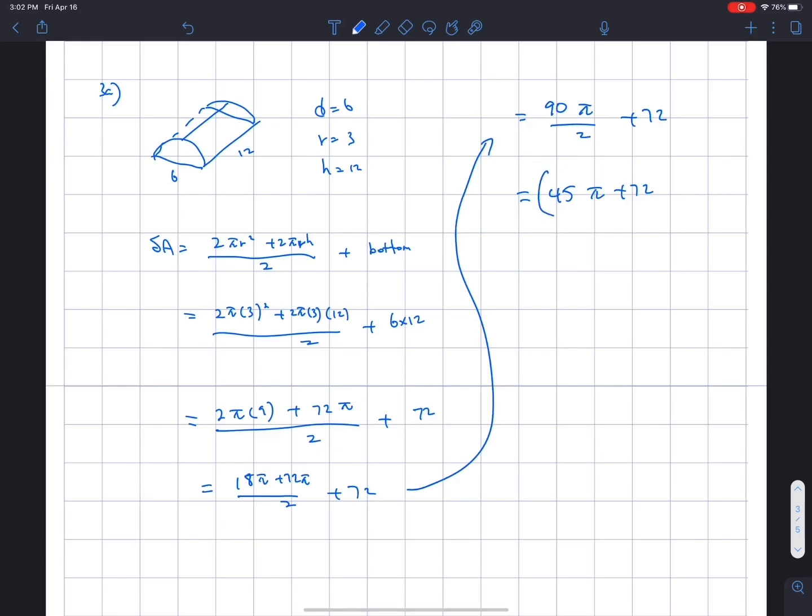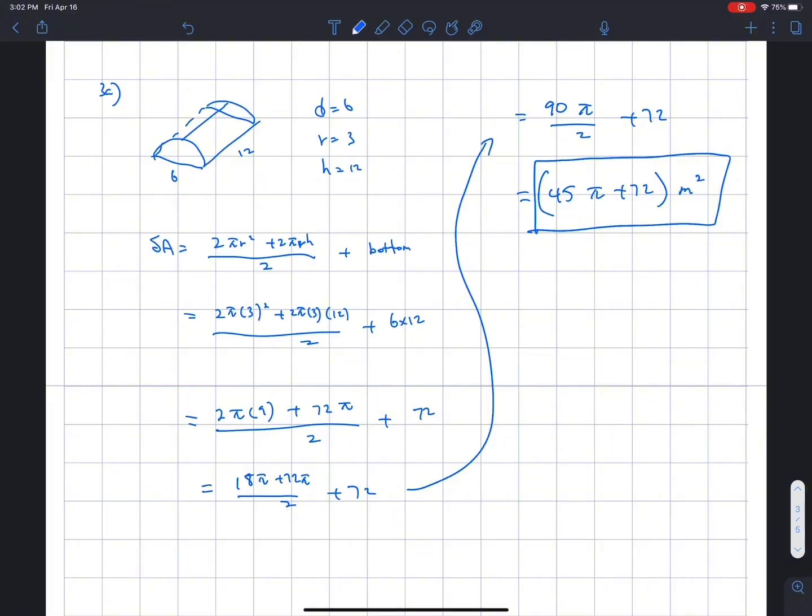The unit here is meters square because it's an area. That's why it's meters, and that's why it's square. Because everything is in meters, this is why the answer is in meters square. So it's a good idea that you bracket the expression and then put the meters square.